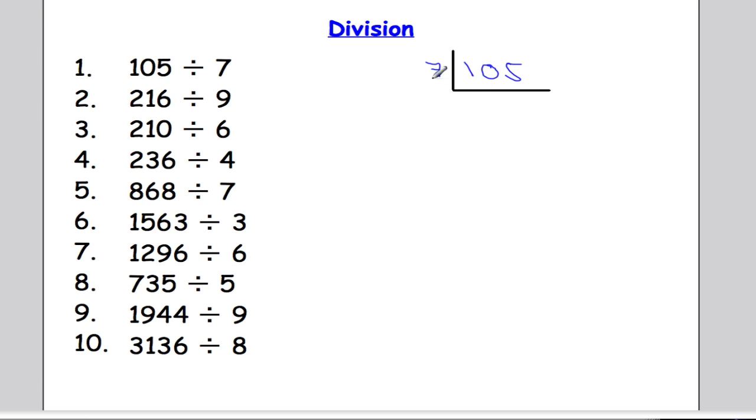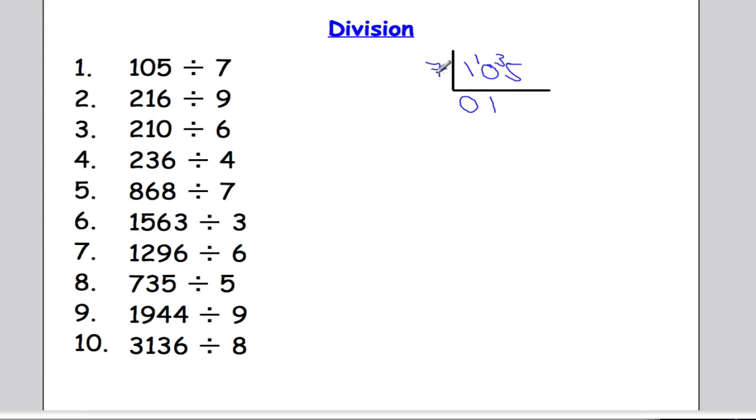So I ask myself this question: how many times does 7 fit into 1? Well, it doesn't go in any times, so I'm going to carry that 1 over. How many times does 7 fit into 10? Well, it fits in once. 7 times 1 is 7, and we have 3 left over, so I carry that 3.